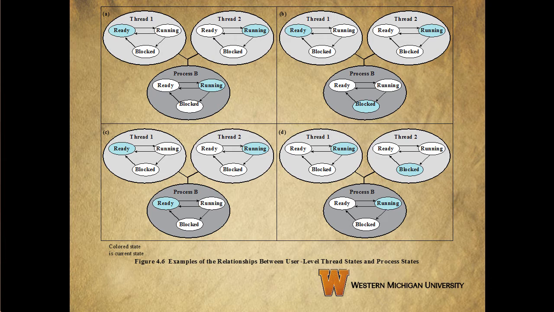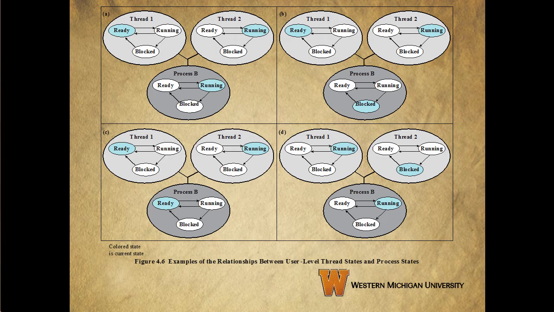Meanwhile, according to the data structure maintained by the threads library, thread 2 of process B is still in the running state. We want to be very careful to note that thread 2 is not actually running in the sense of being executed on a processor, but it's perceived as being in the running state by the threads library.